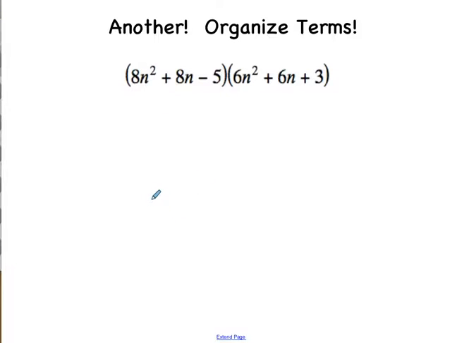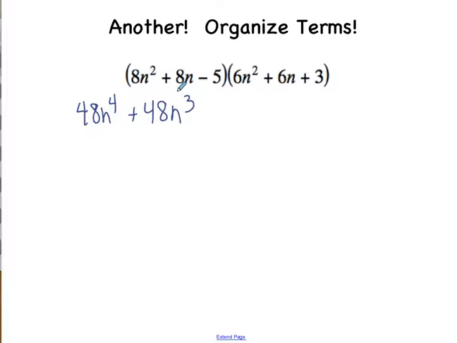Remember, we want to organize our terms. So first I'm going to distribute the 8n squared to the rest. So I have 8n squared times 6n squared. That is 48n squared. Oh, I said squared, not fourth. My bad. It should be 48n to the fourth. 8n squared times 6n squared is 48n to the fourth. Now we'll distribute the 8n squared to the 6n. That would be 48n to the third.